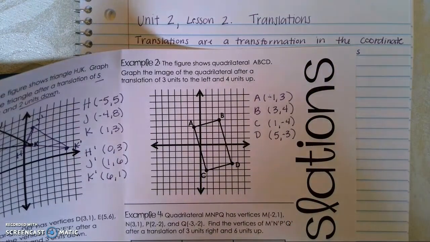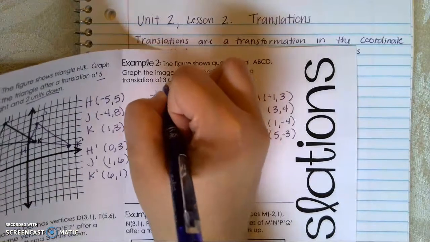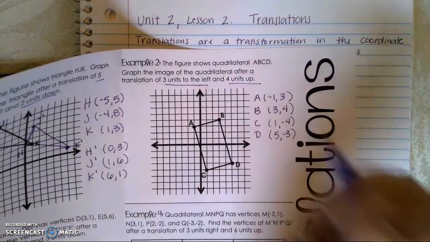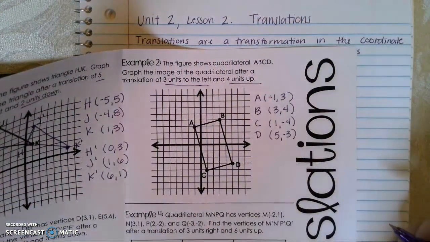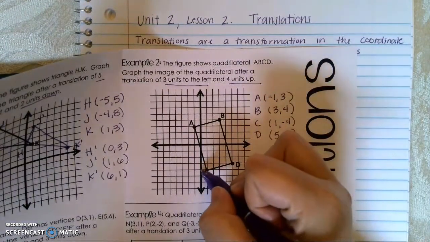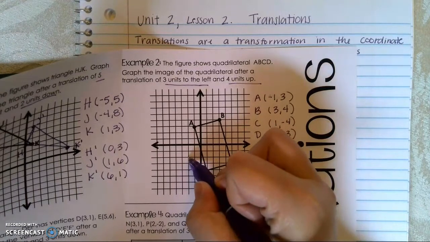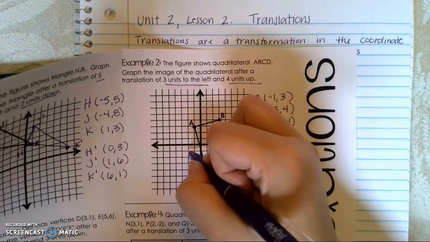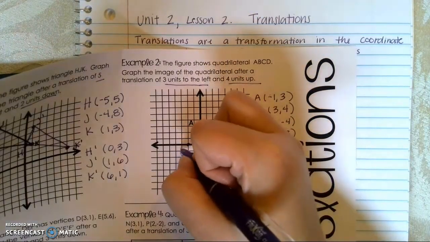Awesome. So I have those original coordinates. Then it says graph the image of the quadrilateral after translation 3 units left and 4 up. 3 left and 4 up. So same thing, I'm just going to count 3 to the left and 4 up and put my new ordered pair.